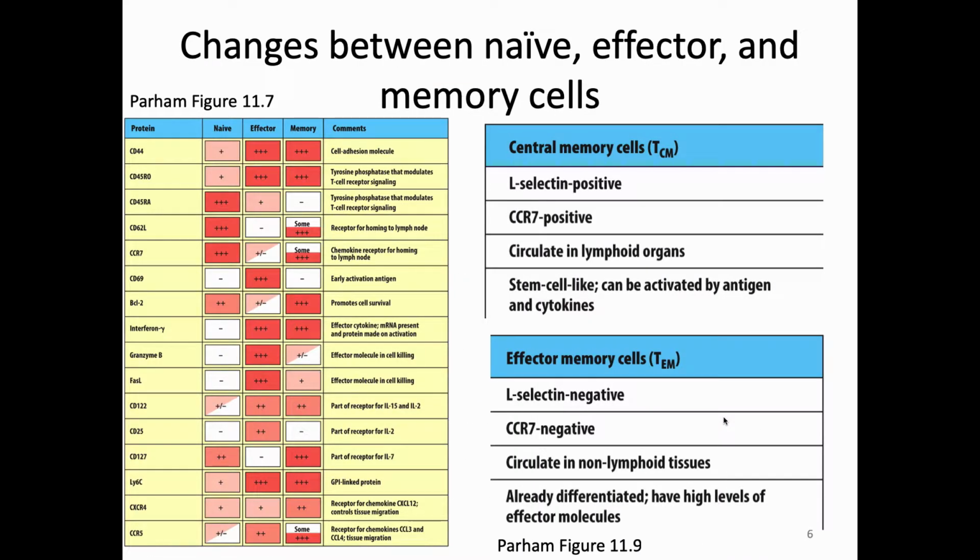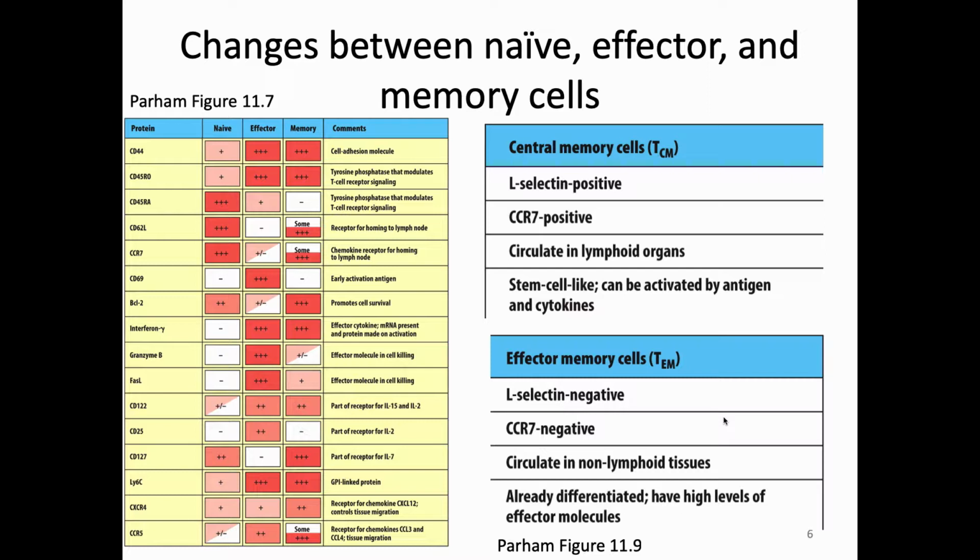There are other types of differences that we can see between our naive, effector, and memory cells as well. So some of them are listed on this table on the left. And we've got naive, effector, and memory cells listed for a number of these different proteins. What you can notice is that there are some proteins that just vary between naive, effector, and memory cells. And for those of us who want to do flow cytometry to detect differences between these types of cells, those markers are really important. But some of them we can think about as having some pretty important functions.